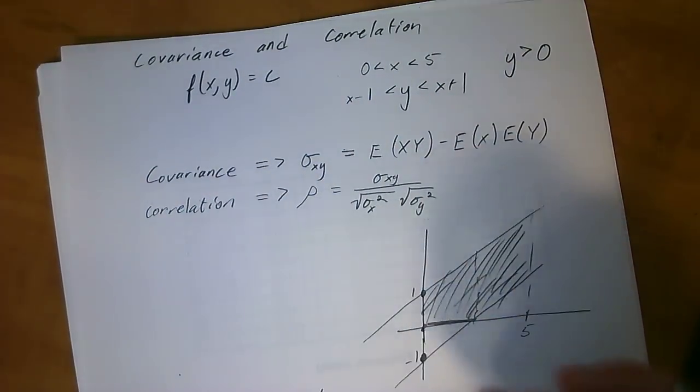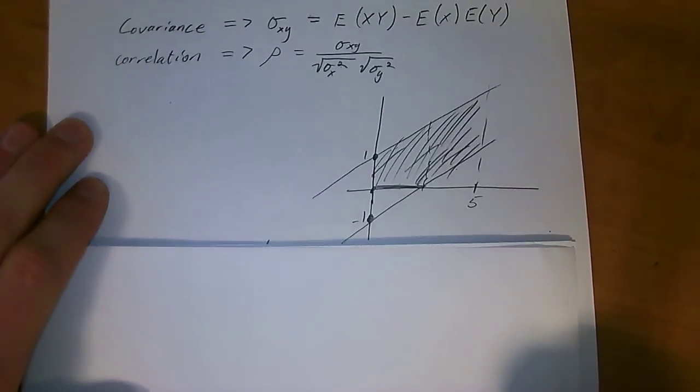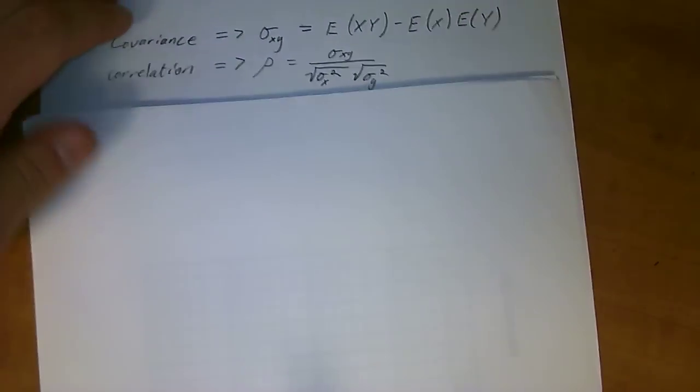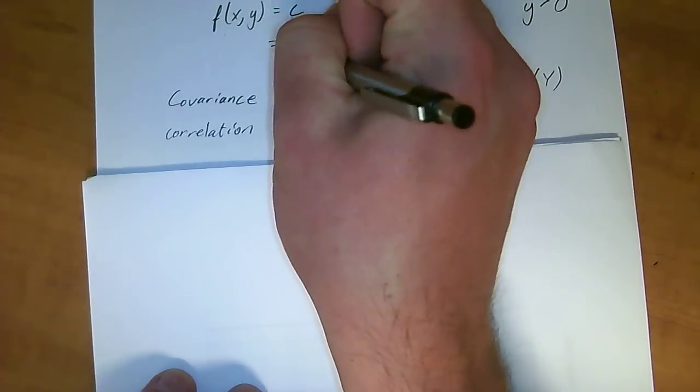Okay, so now we can start solving for the covariance and correlation now that we actually have c. So, going ahead and doing that, I'm going to cover up a chunk of this so we can again see the top here, see the equations we're working with, at least for a little while. Okay, so c is equal to 2 over 19.